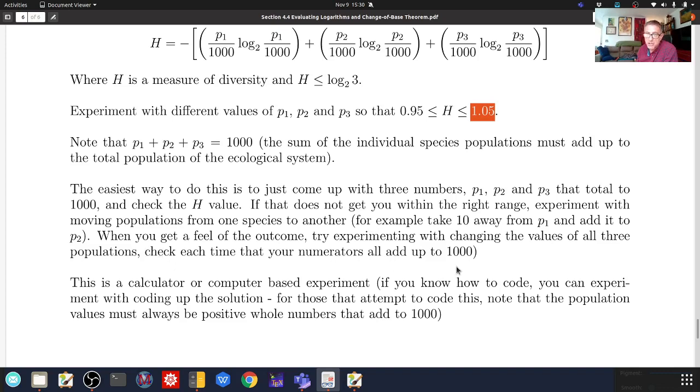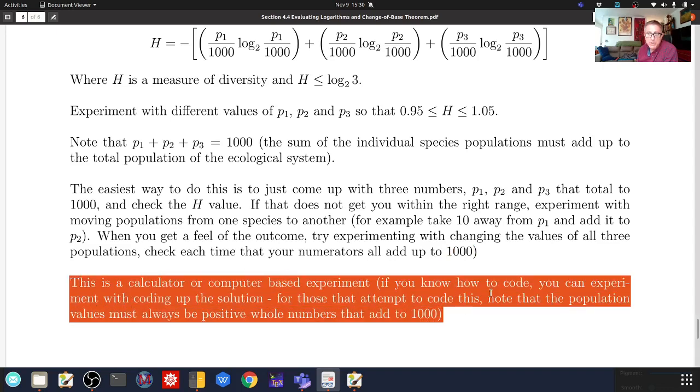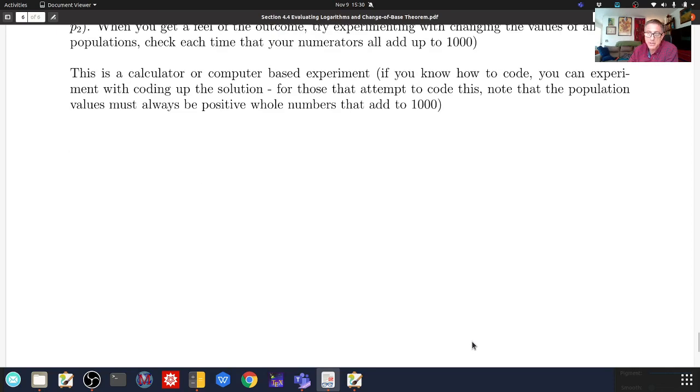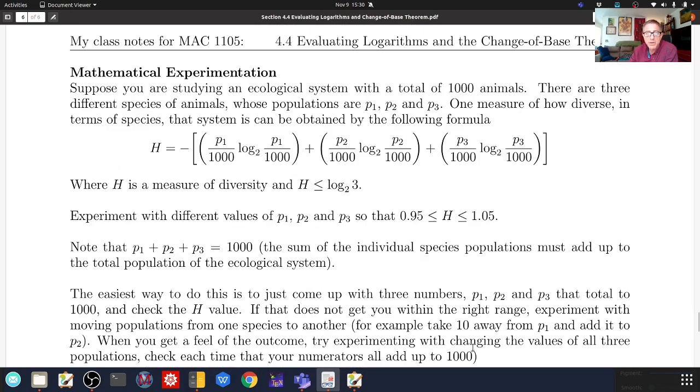Each time you have to check that all of your P1, P2, and P3 values add up to 1,000. It's a calculator or computer-based experiment. If you know how to code, you can do it up in code, but I will want to see your code. And I want to get some assurances that you actually coded it up. So this will probably be given to you as a take-home part of your next exam, or I will give it to you as extra credit.